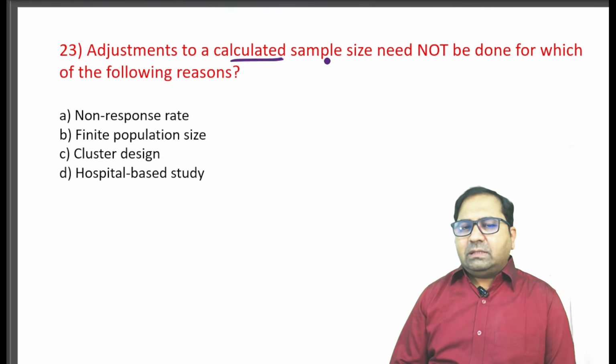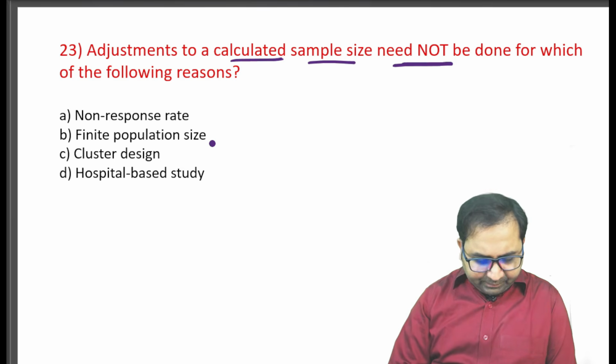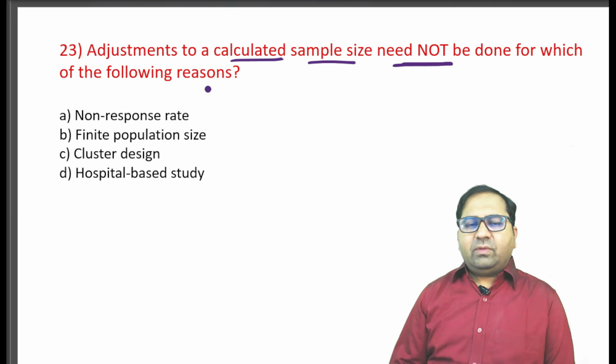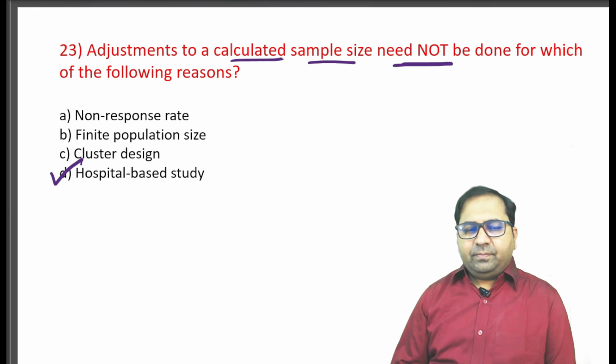Then next question. Adjustments to a calculated sample size need not be done for which of the following reasons? Options are A, non-response rate, B, finite population size, C, cluster design, or D, hospital based study. The answer is hospital based study. For a hospital based study, adjustments to a calculated sample size need not be done.